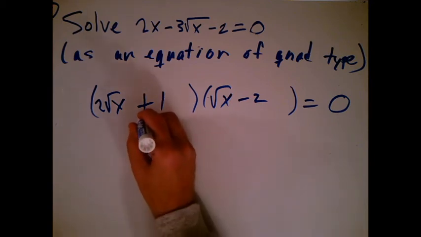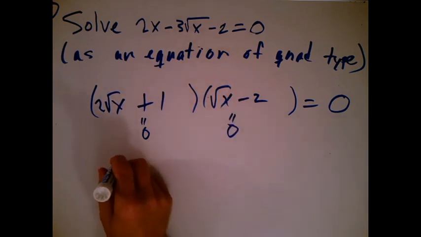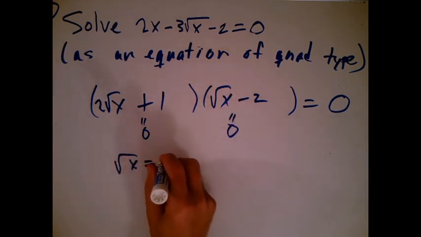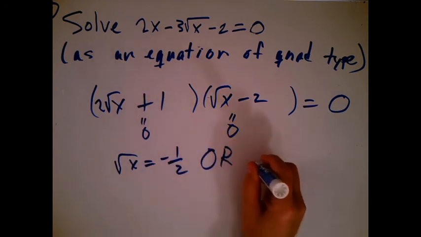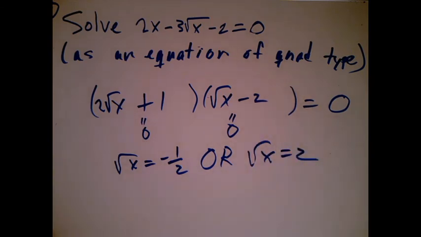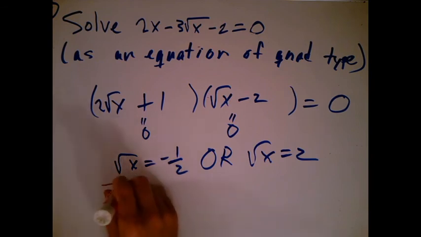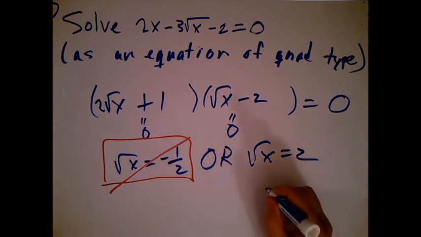Now, if I set each equal to 0, like we did when we substituted, I'm going to get the square root of x here equals minus a half, or I'm going to get the square root of x equals 2. Just as we did last time, the positive square root of x can't ever be negative a half. So that one's automatically out. Here I square both sides. I get x equals 4.